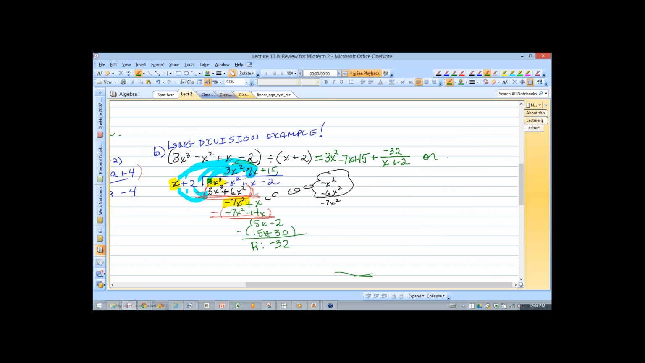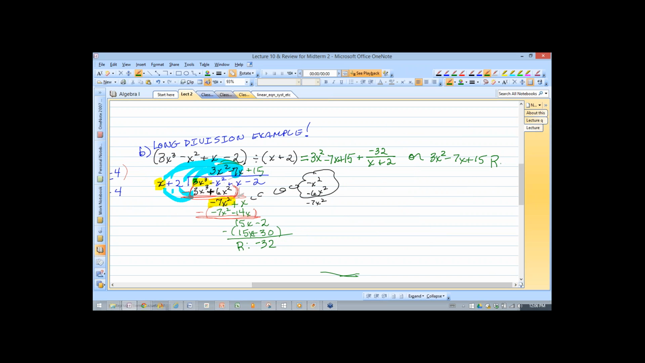Sometimes they'll let you write the answer like this, and just put an r equal to negative 32. Depends on the book, really. I'm sure that could be a colon too, or colon negative 32. Anyway, at any rate, this is the answer. Okay.